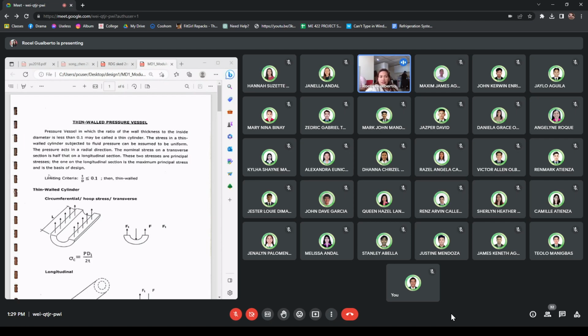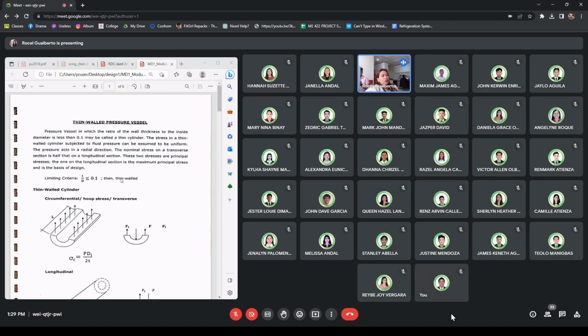So we have this limiting criteria T over D. It should be less than or equal to 0.1 to be called a thin walled vessel. Yung diameter dito, it should be the inside diameter. So T over D should be less than or equal to 0.1. Otherwise, if it exceeds this value, then that would be a thick walled vessel.